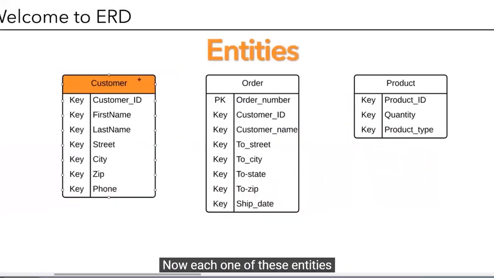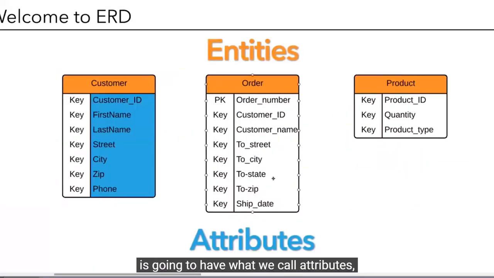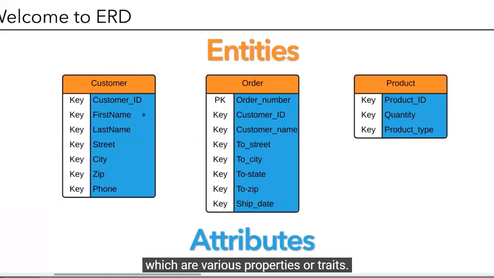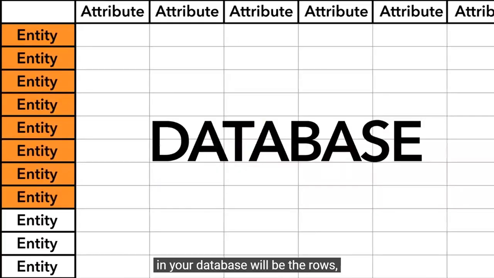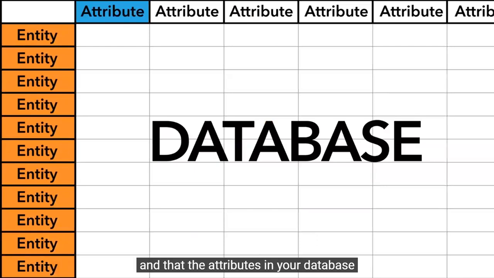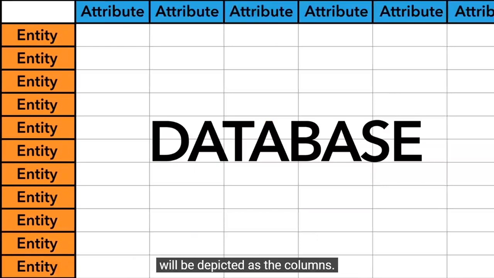Now, each one of these entities is going to have what we call attributes, which are various properties or traits. In this case, under the customer entity, we have a customer ID, first name, last name, street, city, zip, and phone. It's important to remember that the entities in your database will be the rows, and that the attributes in your database will be depicted as the columns.